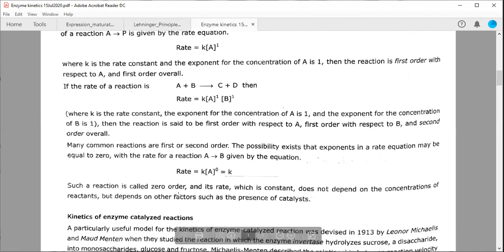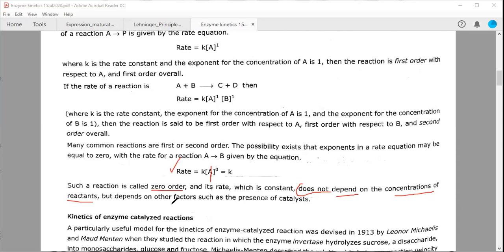Such a reaction is called a zero order reaction, and its rate, which is constant, is K. It does not depend upon the concentration of reactant. So in such reactions, when the reaction is zero order, you need to underline this. It is not going to be affected by the concentration of reactant, because the reactant concentration to the power 0 is equal to 1. So it is not going to affect the rate of this particular reaction if the reaction is zero order.